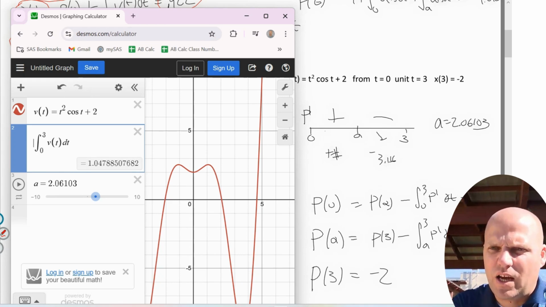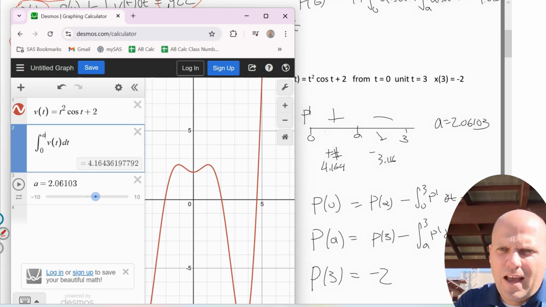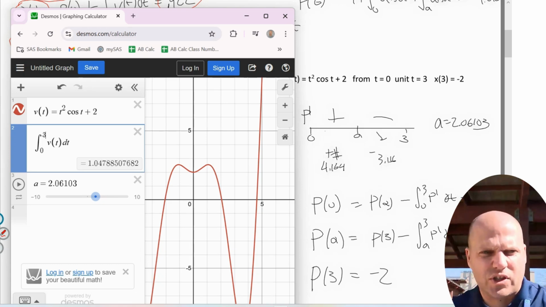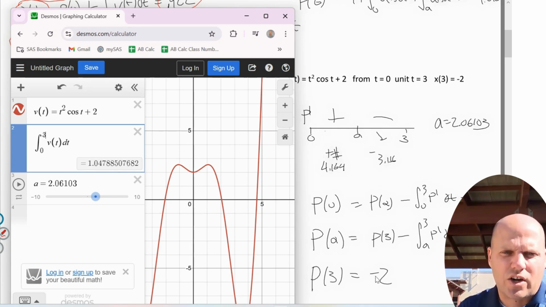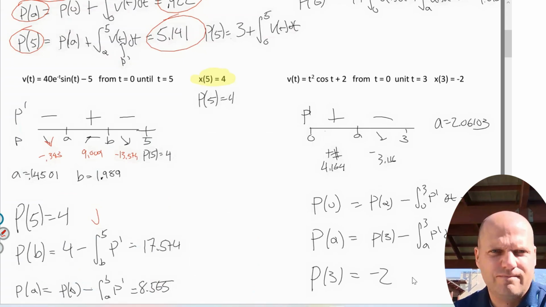And that's because the integral from 0 to A is 4.164. And if you look at 0 to 3, this is the 4.164 minus the 3.116. That means I end up 1 to the right of where I started. Look, I started at -3. I ended up at -2. So it all works out.